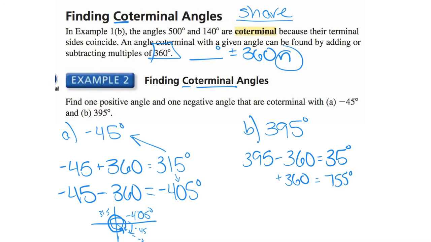Now, to find the negative angle, we need to subtract two rotations of 360 because it is greater than that. So that is minus 720, and that's going to give us negative 325 degrees. So hopefully you can see that there are different ways to write these coterminal angles. There's actually an infinite amount of ways, but obviously keeping it close to that 360 rotation if we can is going to be the easiest on you.